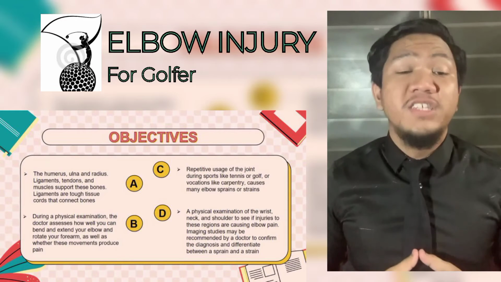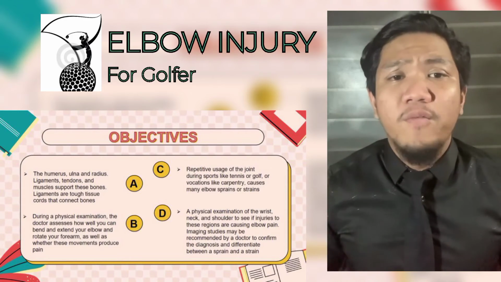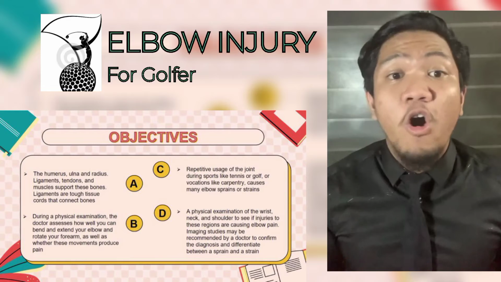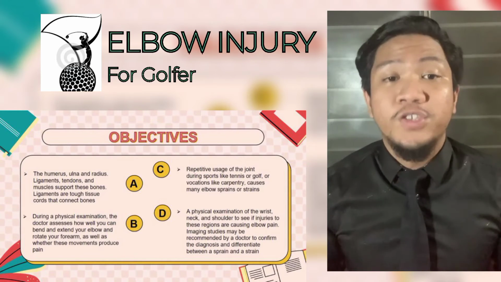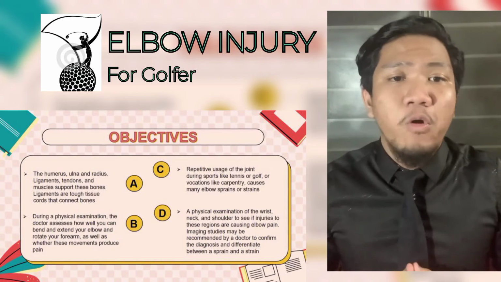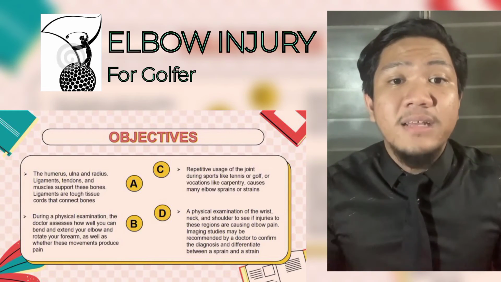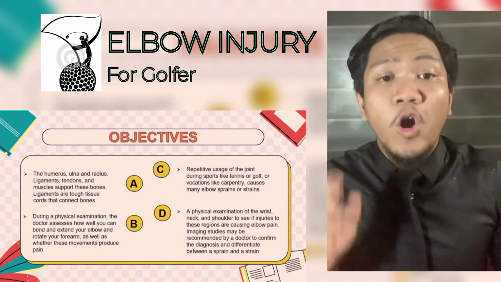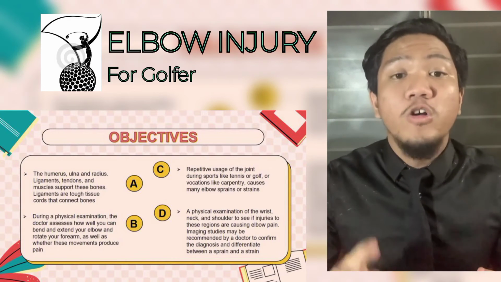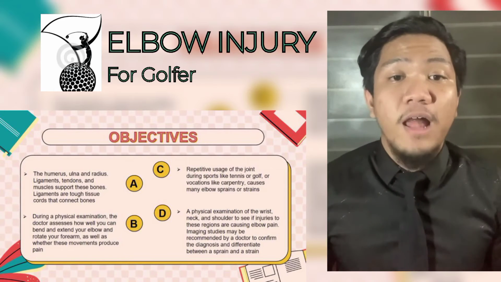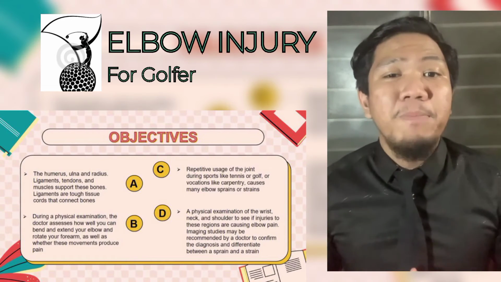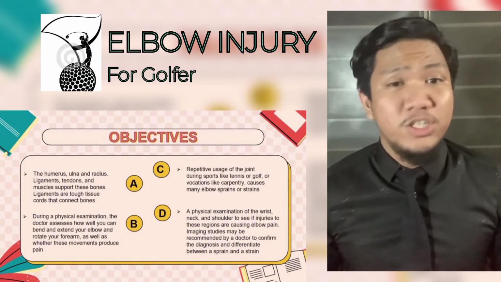Now we move to the objective. Repetitive usage of the joint during sports like tennis or golf or vocations like carpentry causes many elbow sprains or strains. Overuse of the elbow can irritate the tendons that connect the forearm muscle to the bone, causing them to bulge, strain or rip, resulting in conditions known as tennis elbow and golfer's elbow. This injury can happen to anyone who participates in any sports.